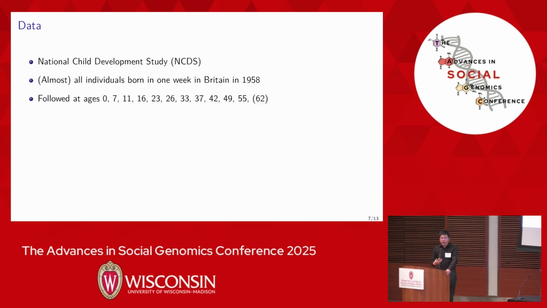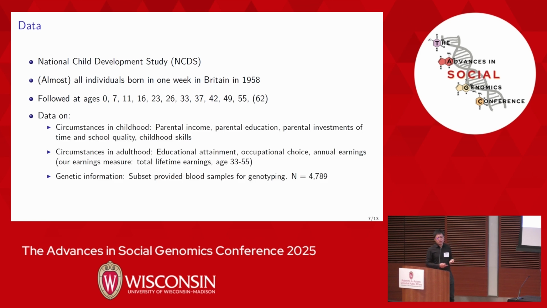The reason we can do such a decomposition also relies on data availability. We are using the NCDS data, which covers individuals born in one week in Britain in 1958. Compared with the very commonly used biobank data, our advantage is that this is a panel structure. We are following them from birth to retirement, so we have their realized lifetime earnings. We are not guessing their earnings; we can actually calculate their earnings over their lifetime. But the disadvantage, to some extent, is that we have a much smaller sample size.